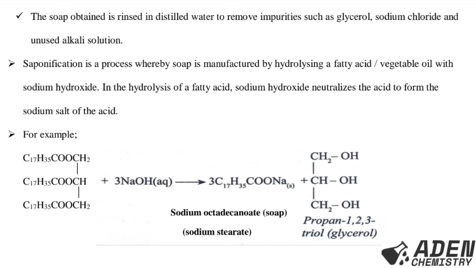So next we are saying saponification is a process whereby soap is manufactured by hydrolyzing a fatty acid or vegetable oil with the alkali, that's sodium hydroxide. And we are saying in the hydrolysis of a fatty acid, sodium hydroxide neutralizes the acid to form the sodium salt of the acid. For example, here what we are going to have is the fatty acid reacting with 3 moles of sodium hydroxide solution, which is our alkali, and what we are going to get is sodium octadecanoate, which is the soap, as well as glycerol.